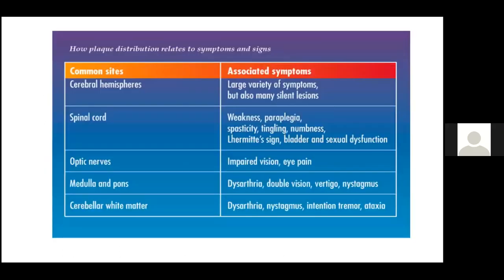Depending on where the lesion is, the demyelination will present with different things. Usually a cerebral hemisphere lesion will cause things like paresthesia and paralysis. Spinal cord lesions can cause spasticity, sexual dysfunction, and sphincter dysfunction of the bladder and bowel. Optic nerves can cause optic neuritis. If you had a medulla or a pontine lesion, you can get dysarthria, double vision, vertigo, nystagmus.